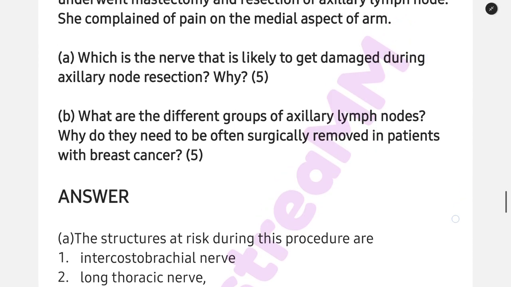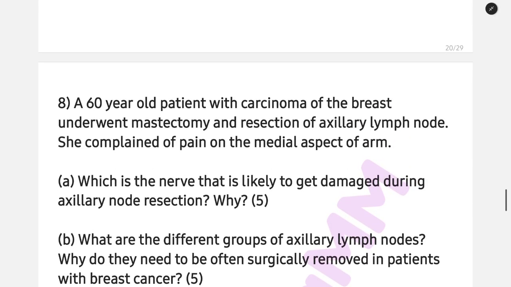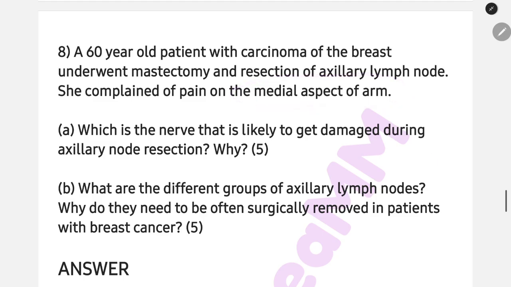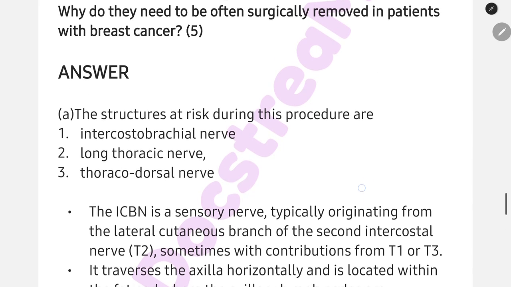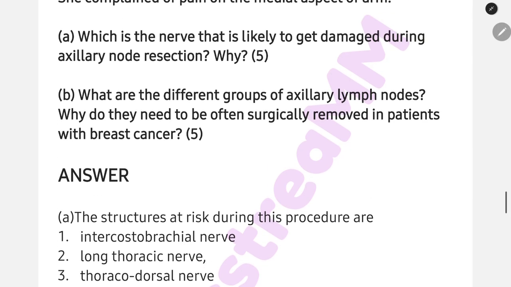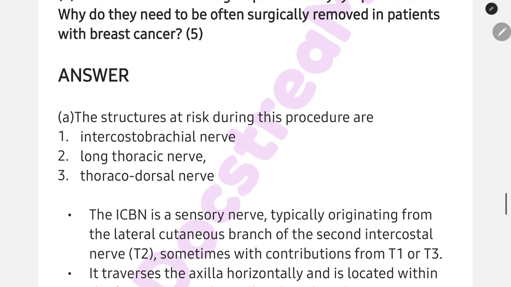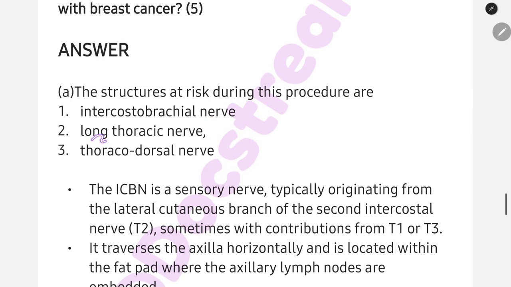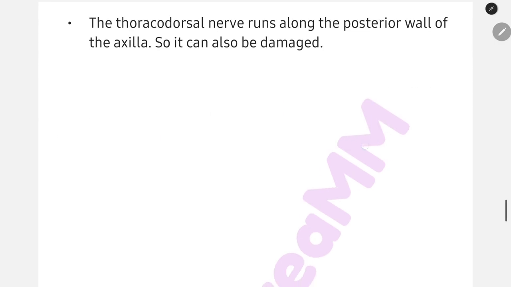Sometimes they just don't give you a case scenario like that. See, here they have given the medial aspect of the arm. If they have not given it, they may just ask what are the nerves that will be damaged. You have 3 nerves that can be damaged, but here, according to the symptom, the intercostobrachial nerve is damaged. You can also get the long thoracic nerve and the thoracodorsal nerve damaged. The thoracodorsal nerve supplies latissimus dorsi. The long thoracic nerve supplies serratus anterior.